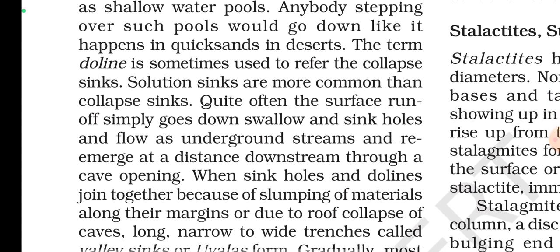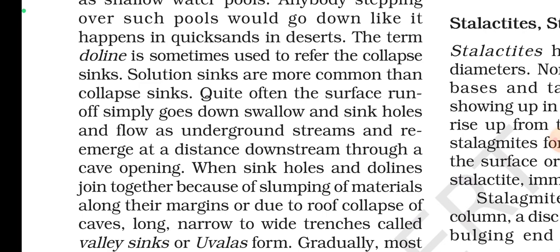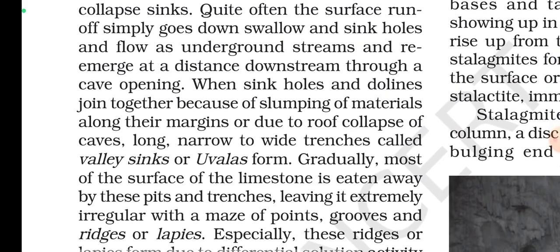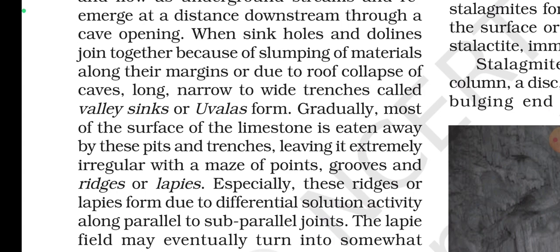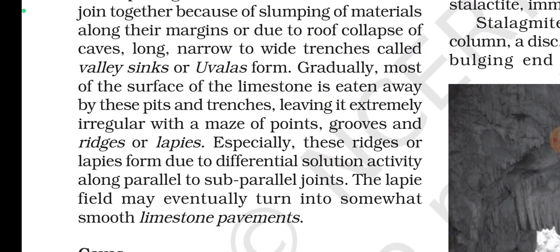Solution sinks are more common than collapsings. Quite often the surface runoff simply goes down shallow sinkholes and flows as underground streams and re-emerges at a distance downstream through a cave opening. When sinkholes and dolines join together because of slumping of materials along their margins or due to roof collapse of caves, long, narrow to wide trenches called valley sinks or uvalas form.